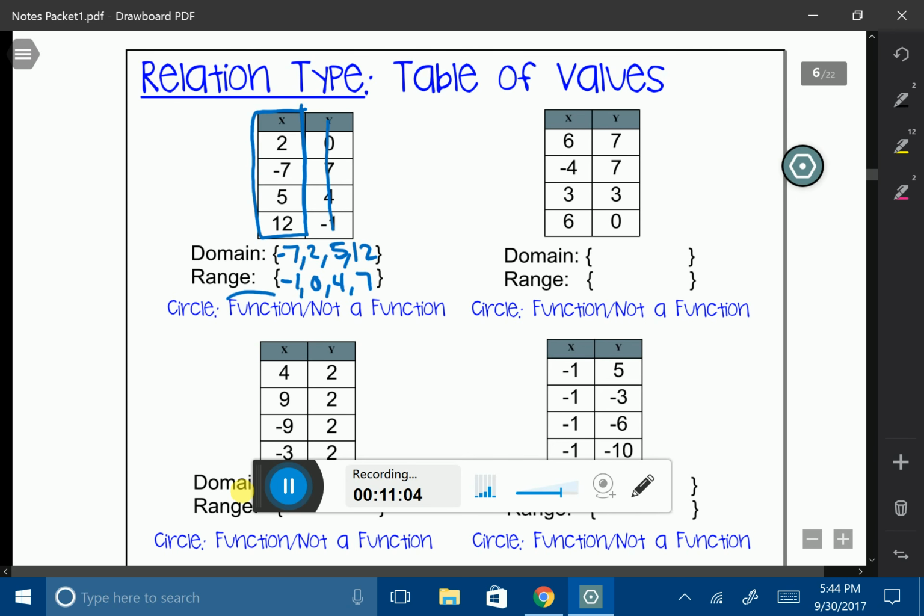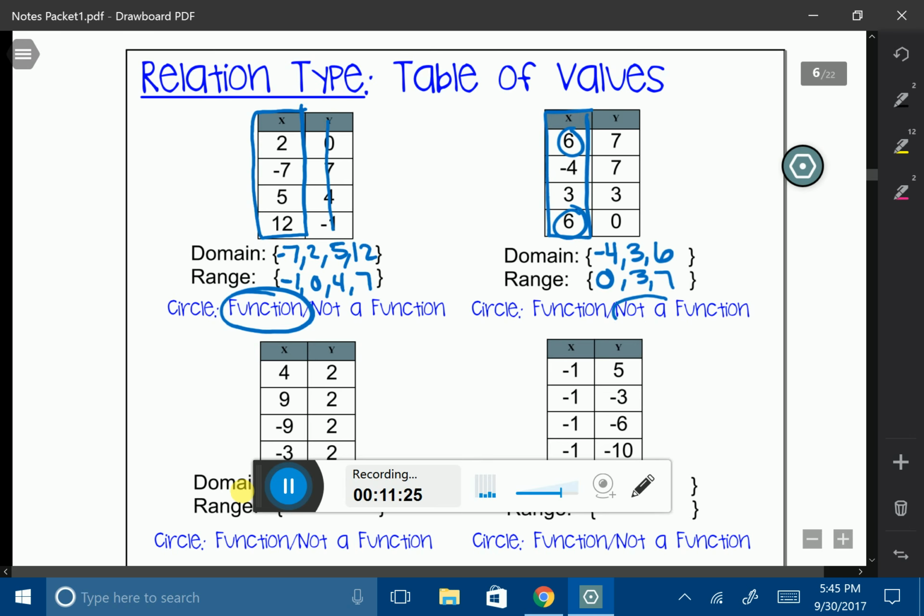All right, looking at the next example, let's do my domain here. It looks like I have -4, 3, and 6 as my domain, and my range is going to be 0, 3, and 7. And if I look at my x values and x values only, I can see that I have a 6 and a 6. And therefore, since they repeat, this is not a function.